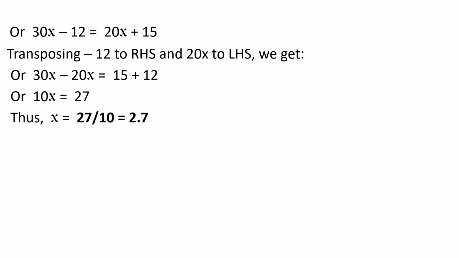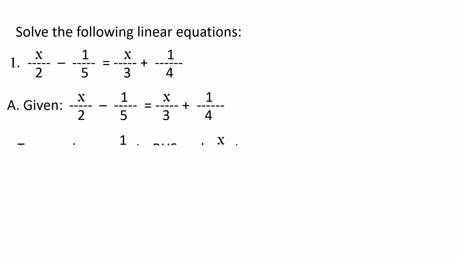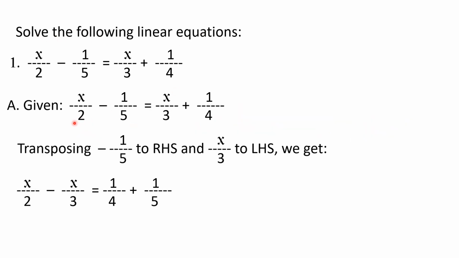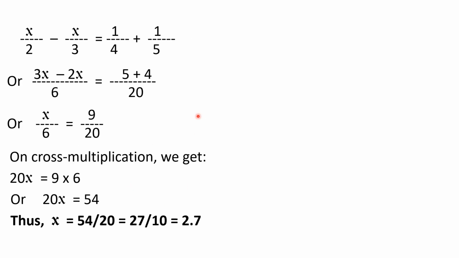Now let's do this question by the second method. So same question here. What we do is we will transpose this variable term x by 3 to the left hand side and minus 1 by 5, which is a constant term, to the right hand side. So we write like this, transposing minus 1 by 5 to the right hand side and x by 3 to the left hand side, we get this one. So we got this form. We have got all the variable terms on the left hand side and all the constant terms on the right hand side. So we got like this.